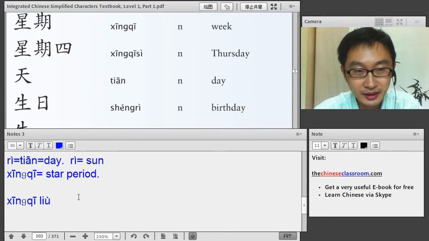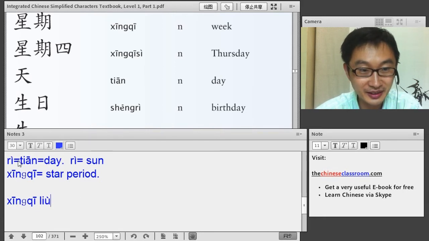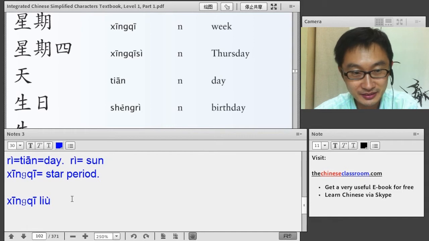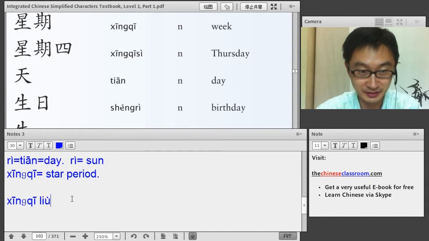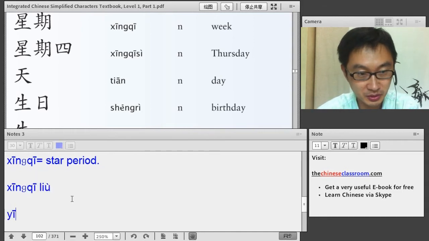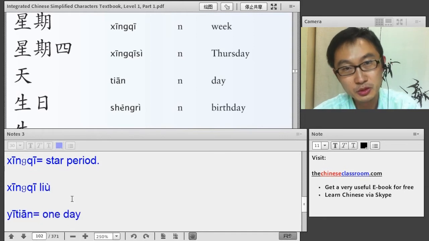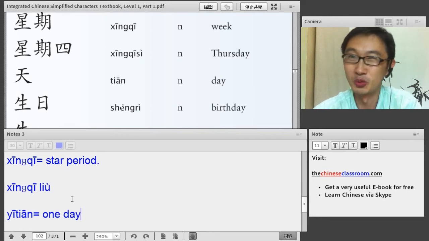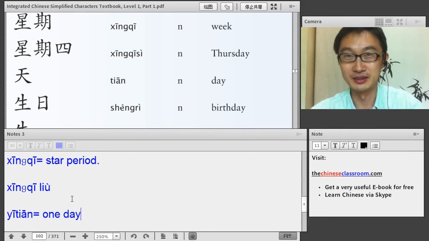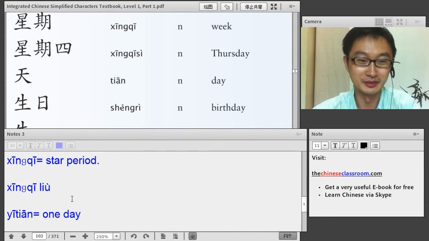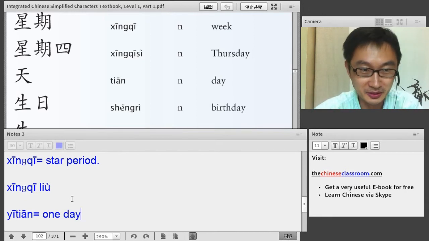Then, as we mentioned, 天 or 日 means day. So one day we say 一天. Give example. 一天, just one day. Could be just one day, or you promise one day I will be a boss or something. You can say 一天.